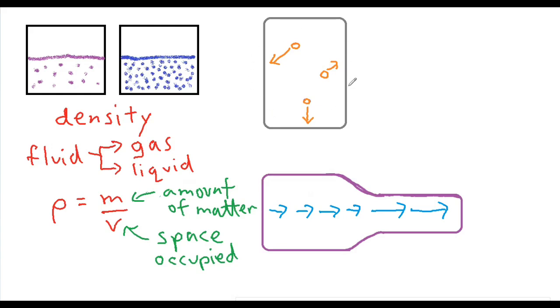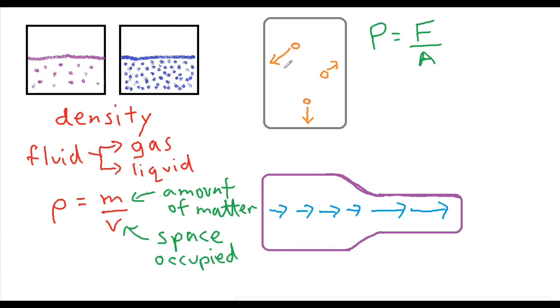Now let's take a look at this container over here where we have a bunch of molecules basically bouncing around in a container. The pressure that these particles are exerting on this container has to do with a couple of things. The pressure is the force per area. Force is just the amount of push or pull that something would apply. In this case, it's a push because they're basically bumping into the sides of the container. But pressure also includes the area as well.